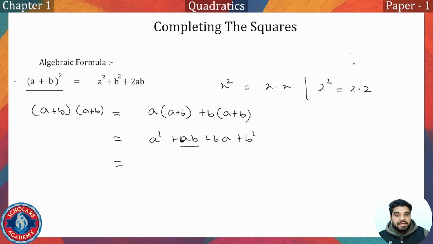So ab and ba both are the same thing. Multiplication gives us the same value. So we can write it as a square plus b square plus 2 times ab. Alright, so this is how we get our first formula.